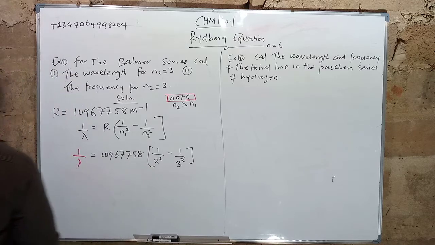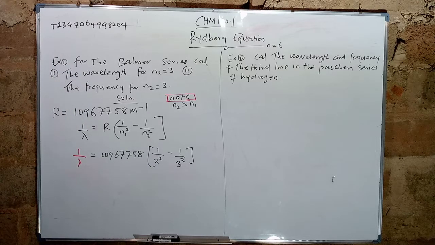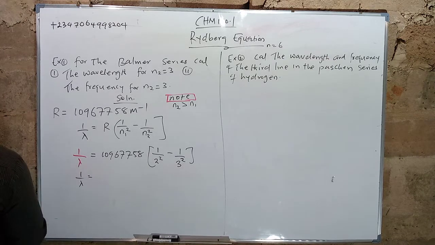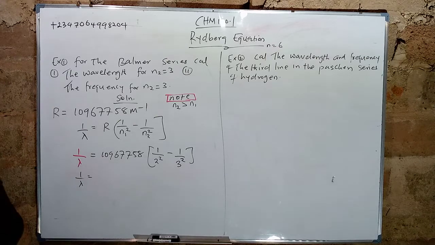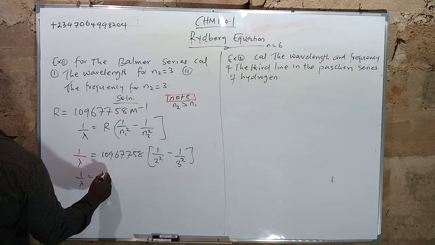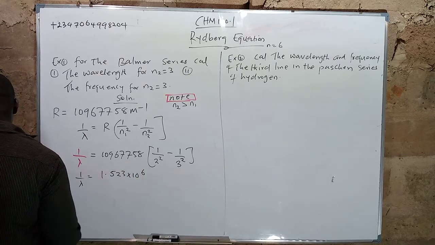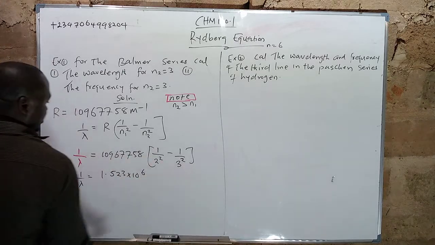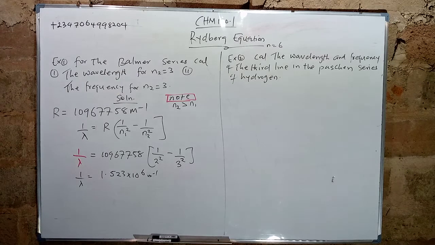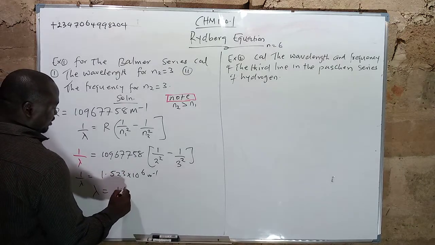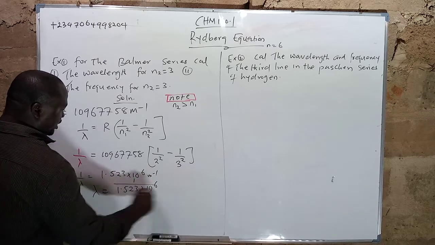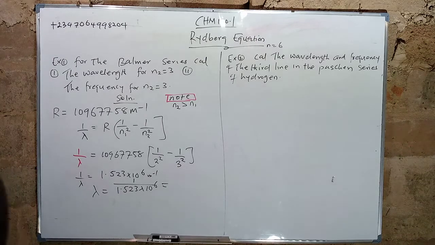If you punch it in your calculator, I don't want to waste time on this. What you should get is 1 over lambda equals 1.523 times 10 raised to the power of 6. Please note this very well so that you will not fail it. Oftentimes, immediately students get this, they say it is the answer, but that's not the answer. This is 1 over lambda. I did not ask you to get 1 over lambda, I asked you to calculate lambda. So for you to calculate lambda, you have to take the inverse of 1.523 times 10 raised to the power of 6. Press the inverse of that.